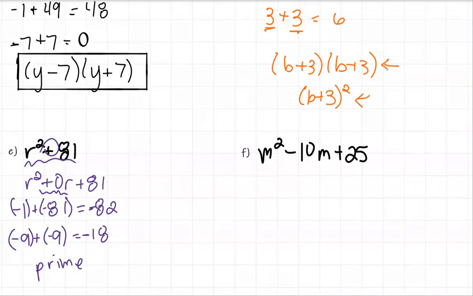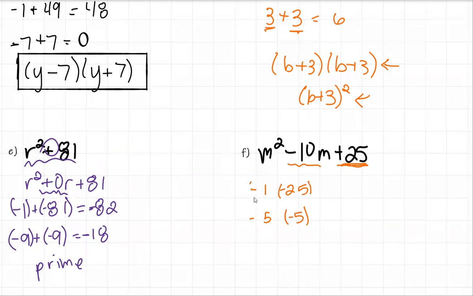But let's look at F before we talk about that a little bit more. So F, m squared minus 10m plus 25. Same idea. Factors of 25, so that's 1 and 25, and 5 and 5, that add up to -10. Again, since this is a positive number, they're either both going to be positive or both negative, but since this is negative, that means they're both negative.